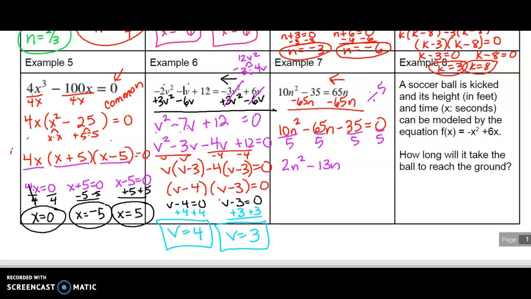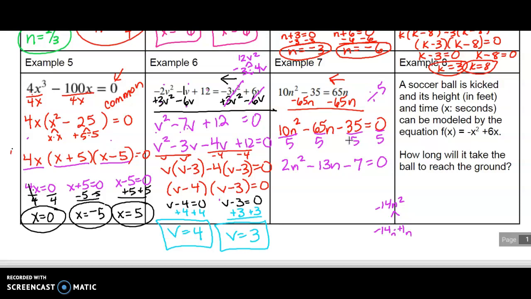Okay, so then we get 2n squared minus 13n minus 7 equals 0. So we've got to do the AC method again. So 2n squared times negative 7 is negative 14n squared. And I need the factors of negative 14 that will add to give us negative 13. So I'm going to pick 14 times 1. If I need negative 13, we have a negative 14 and a plus 1.